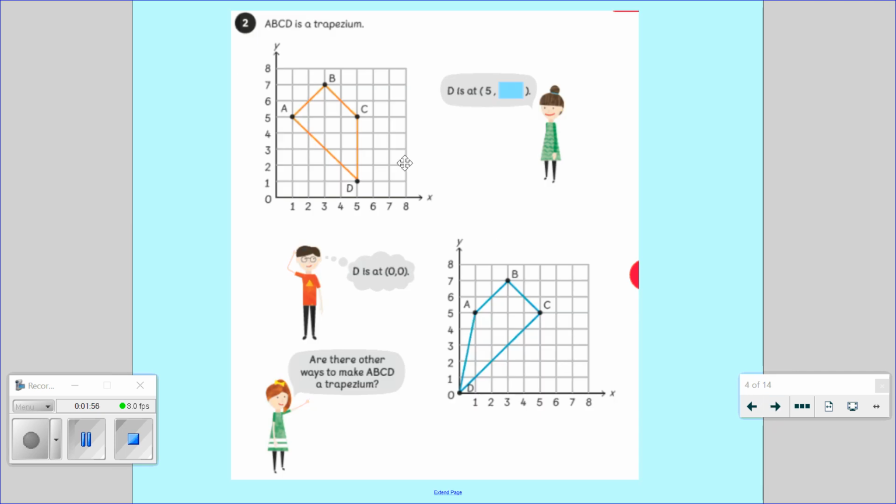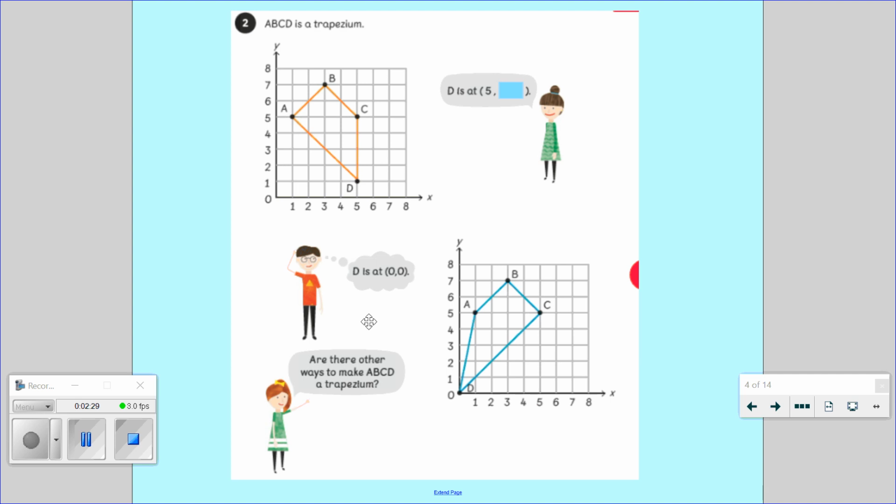The in focus also asked us about trapeziums. This is a trapezium. You can see that a trapezium is a 4-sided shape or quadrilateral that has one set of parallel lines. These are lines that go in exactly the same direction. Emma says D is at 5 something. So let's check. 5 is definitely our first coordinate, and the second one is 1 vertically.